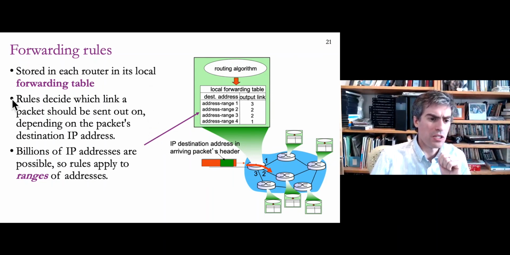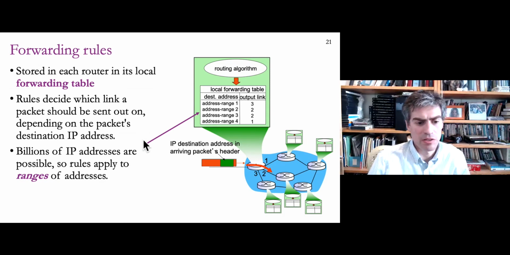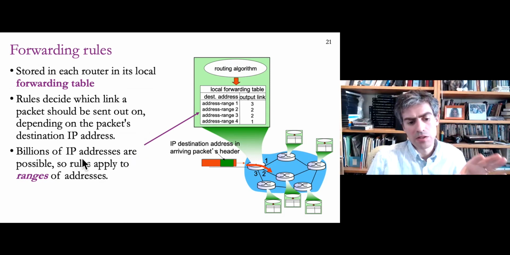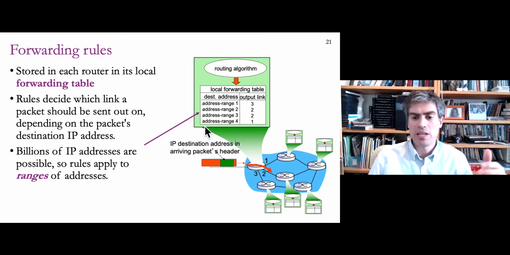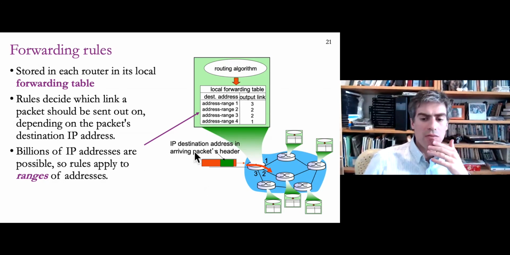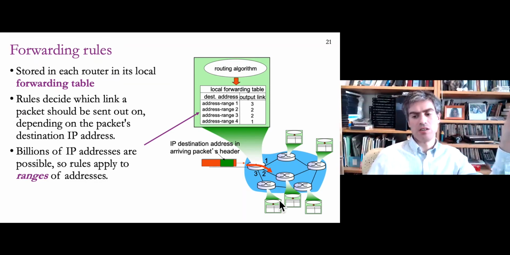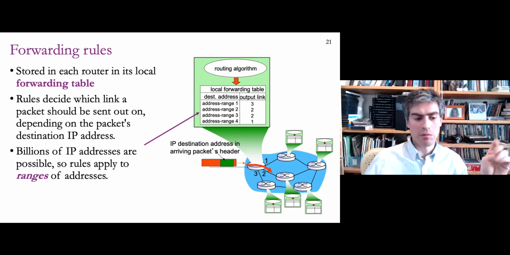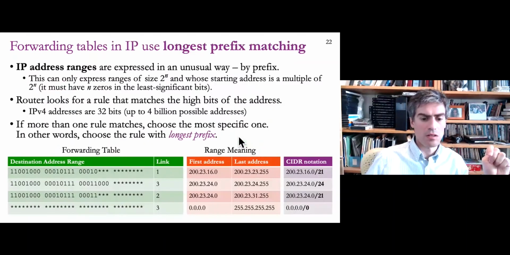So we have rules that decide which link a packet should be sent out on based on the destination IP address. But there are billions of IP version 4 addresses, 4 billion in particular, right? 2 to the 32nd power. You don't want to have a table with 4 billion entries. That's too big. It doesn't have to be that big. So what you do is have rules that apply to ranges of addresses, and hope that the ranges are in geographically or network topologically reasonable places.